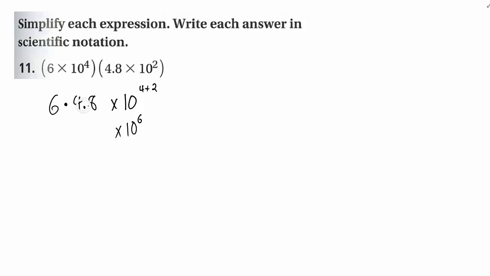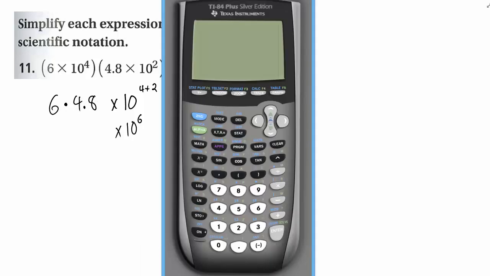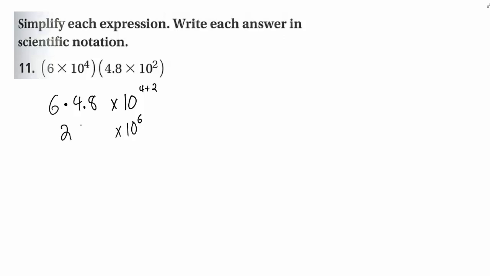Now, what is 6 times 4.8? Let's calculate that. 6 times 4.8 is going to be 28.8. So you could write 28.8 times 10 to the 6th. But here's a problem with this. The value is correct, but it's not in scientific notation. To get it in scientific notation, you have to have the decimal between the first and second number, basically.